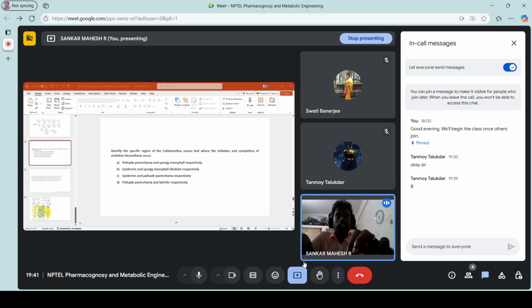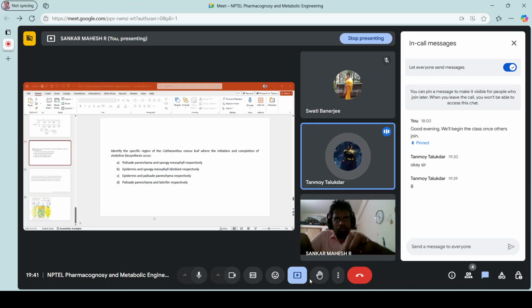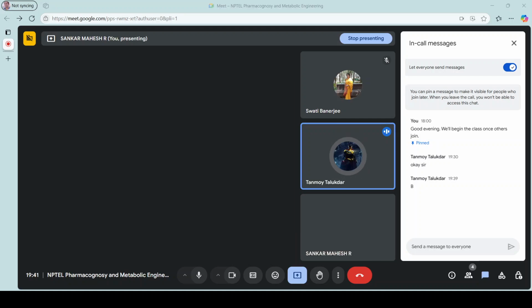Yeah, Tanmoy, you can unmute. Why do you think it's option B? Sir, in the epidermis, first it will be synthesized initially from tryptamine and secologanin to tabersonin, and then it will go from the intermediate to the spongy mesophyll, idioblast, and laticifer cells, where the vindoline will be synthesized.